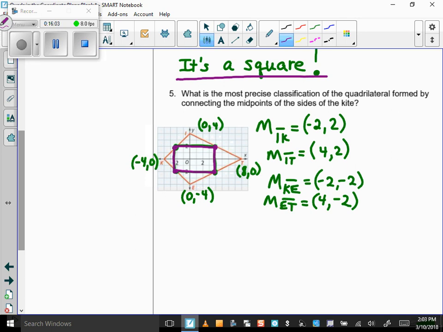All right, so now I'm trying to find, okay, what do we know about this thing? Well, we know that 2 of the sides are horizontal, and the other 2 opposite sides are vertical. So we know that this thing is a parallelogram because the opposite sides are parallel. It's a parallelogram.